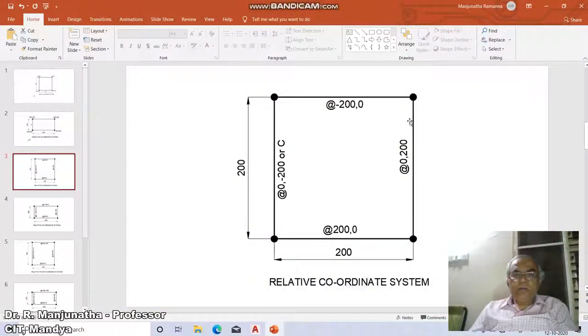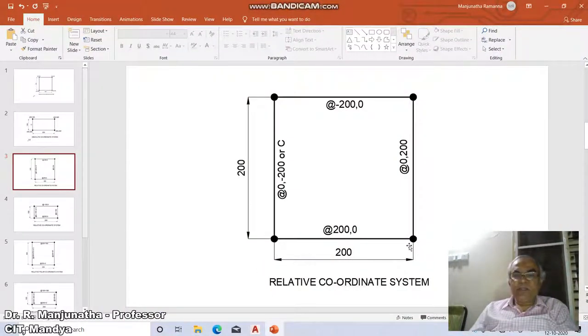How to solve by using the relative coordinate system. So in the previous case, when you observed here, there was 0, 0 somewhere here. With reference to that point, every point we used to give the value. But now we will be using the relative coordinate system. So what does it mean? The relative coordinate system means the position of the new point with reference to the previous point.